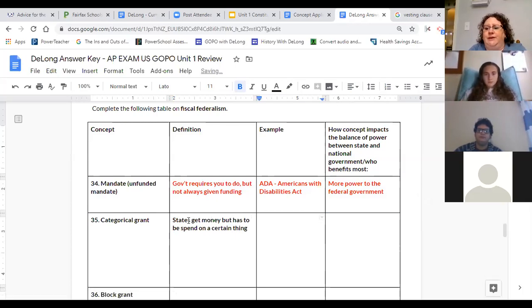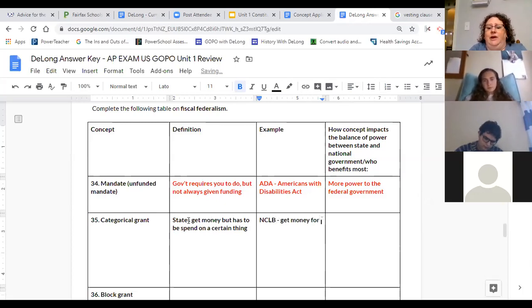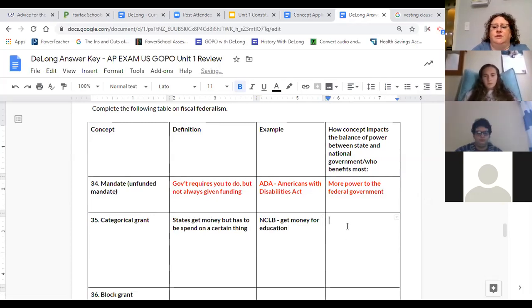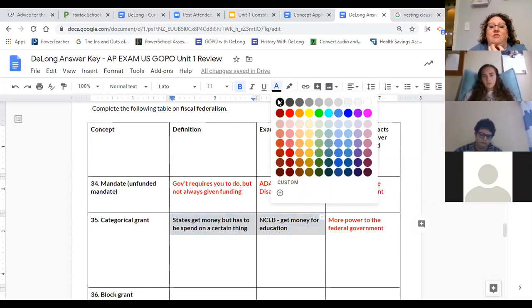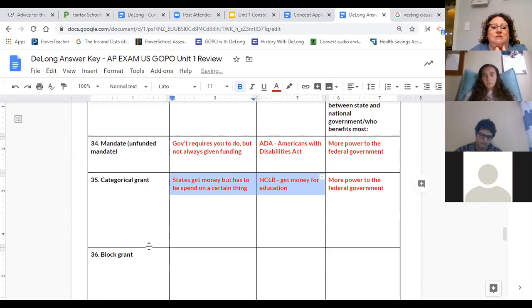Okay. So we could say like NCLB, No Child Left Behind. So you get money for education. It's very specific where it needs to go. Okay. So this is, again, more power to the federal government, because money, as we know, can often be a way that the government manipulates the states.